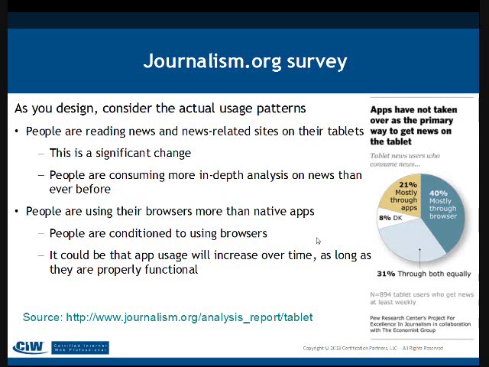This here is a journalism.org survey, and journalism.org being journalism-based, instead of saying email or games, they're saying people are reading news and news-related sites. And they're saying that this is a significant change in how people are reading. They're not reading in paper anymore. I think we all know this. But they're also seeing that people are really not reading through their typical desktop anymore, and that the tablet has become the news media device and is increasingly doing that.